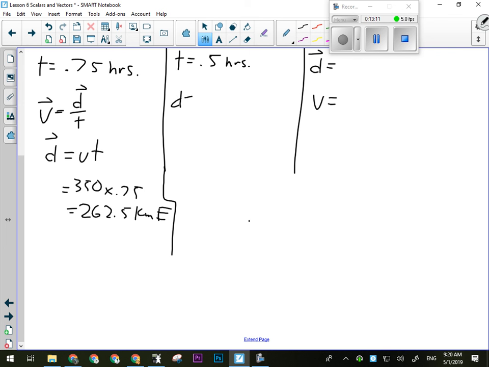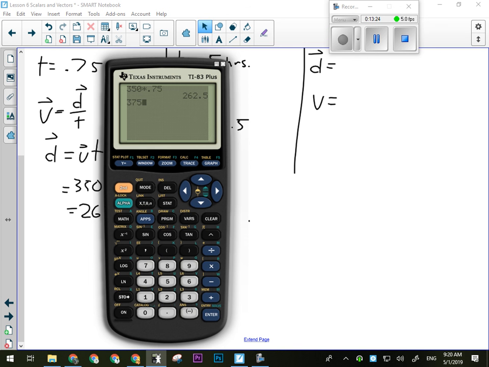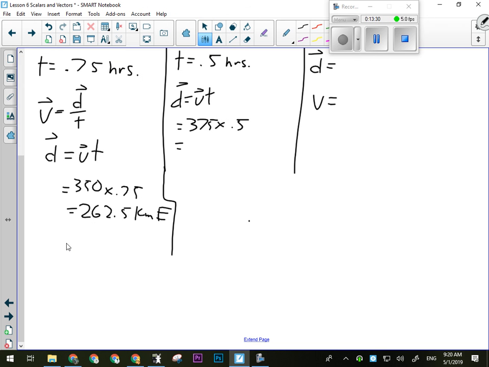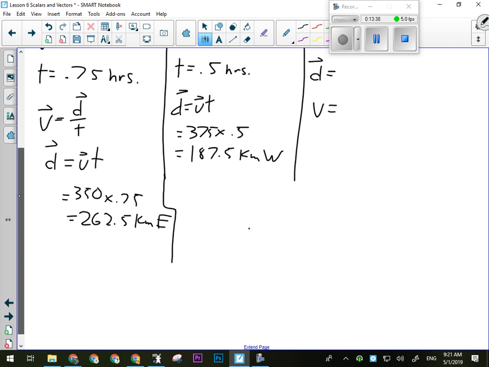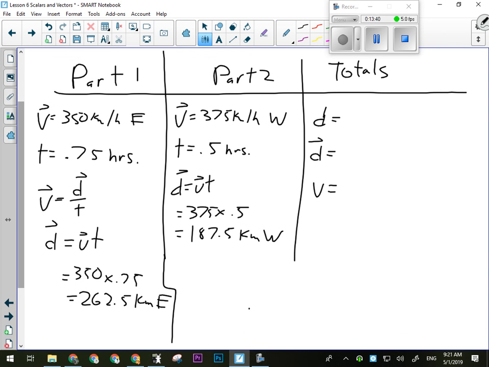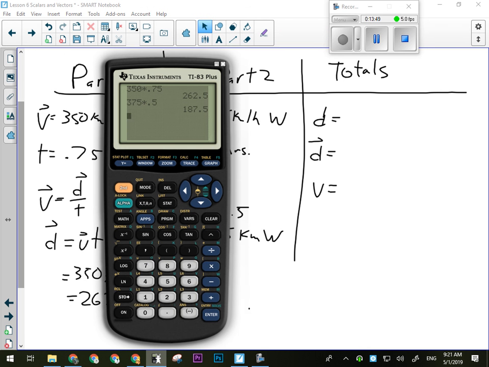Same calculation here. Okay, displacement equals velocity times time. This time it'll be 375 times a half an hour. Okay, because those are our times for part 2. All right, so 187.5 kilometers. And that's west. Okay, now that I've got those 2 numbers, now I can go back over here and get some of my totals. All right, the total distance, scalar quantity, I just take my 187 and my 262 and I add them together.